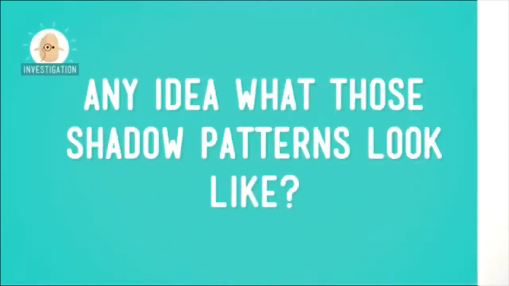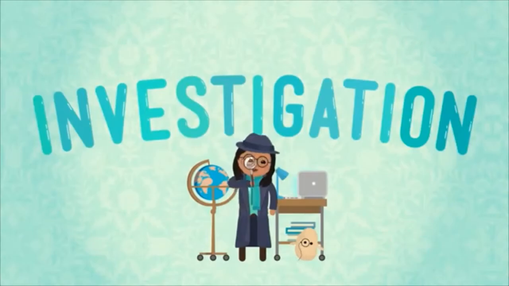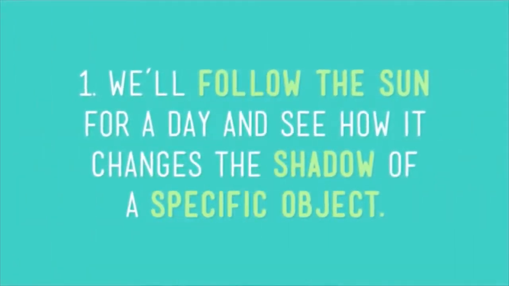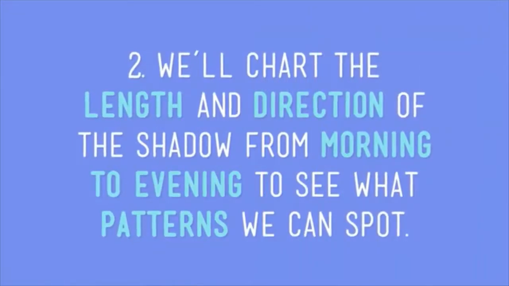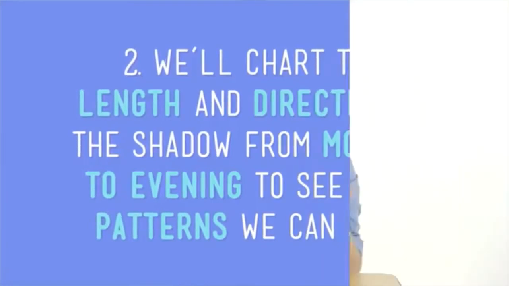And since the movement of the sun follows patterns during the day, so does the movement of shadows. Any idea what those shadow patterns might look like? Let's find out. We'll follow the sun for a day and see how it changes the shadow of a specific object. Then we can chart the length and the direction of the shadow from morning to evening to see which patterns we can spot. First, let's pick an object that stands still, not running around all crazy. Like, how about a lamppost? Say one that's about 4 meters tall.